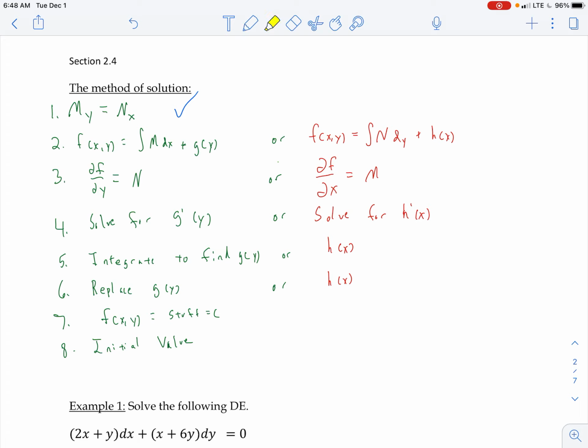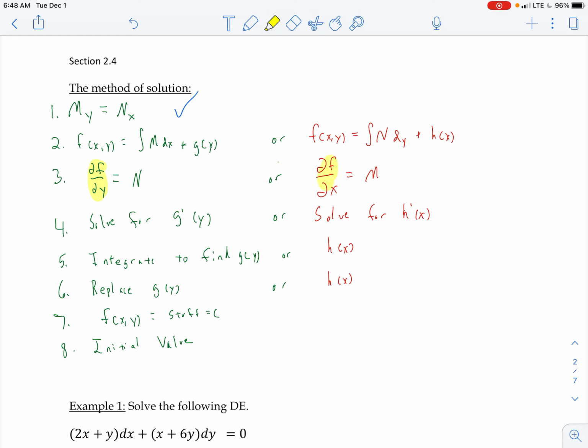If we decided to take the integral of M with respect to x, or the integral of N with respect to y, then we're working on one of these two sides. So if we took it with M, then we have the partial of f with respect to y. After we've taken the integration, we're going to take the derivative of that with respect to y, and set that equal to N, because we knew that the partial of f with respect to y is equal to N.